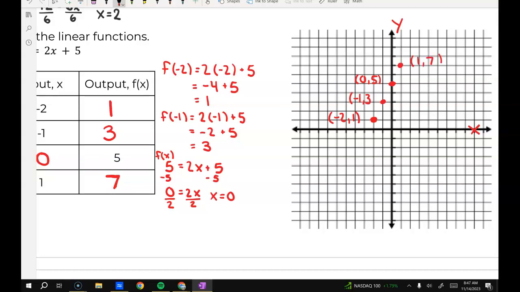You can see this is linear, and it's a function. If I do my vertical line test, anywhere I draw a vertical line, it'll only cross my graph once. And it goes up in a straight non-vertical line, so I know it's a linear function.